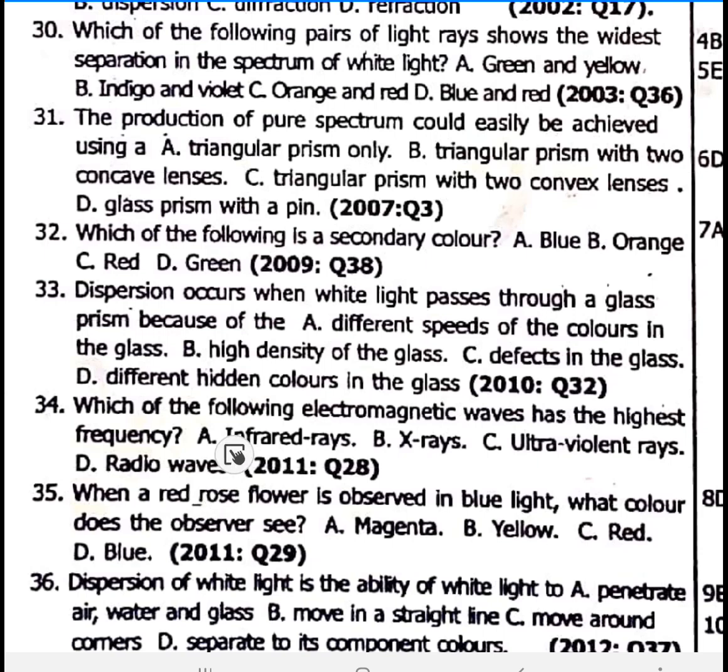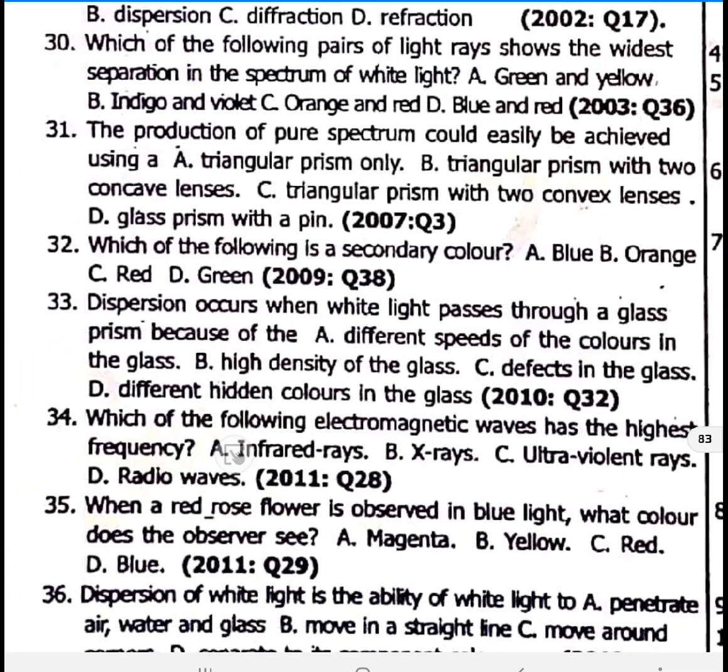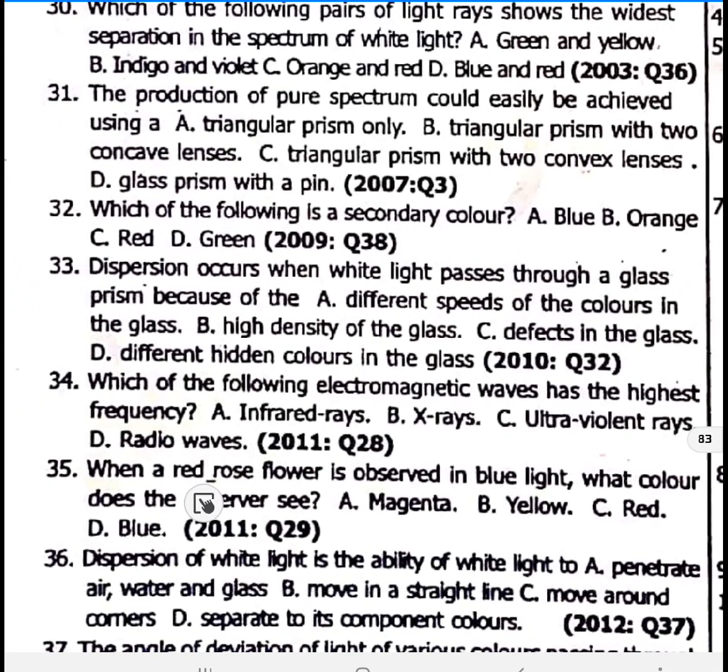Red and blue. Go and check that color listing. You see what they see. Red and blue. Let's go back and see. Check your note now. And they say when a red rose flower is observed in blue light, what color does the observer see? The first thing you need to note is that the red flower would absorb the blue light to produce a black appearance of the flower. So there's no black there.